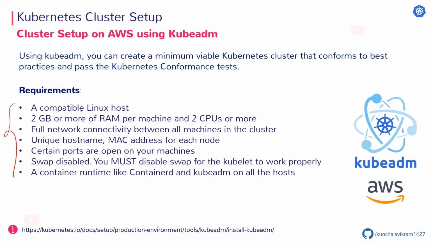First of all, you should have Linux host machines. At least 2 GB of RAM or more is required for running the master components, and there should be full networking connectivity between the master and the worker nodes in the cluster. We should make sure that the host names and MAC addresses are unique for each node. It's not like you can make a single node both master and worker node. They should have unique host names.